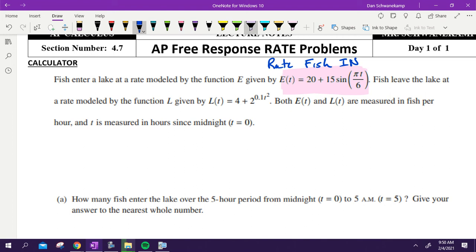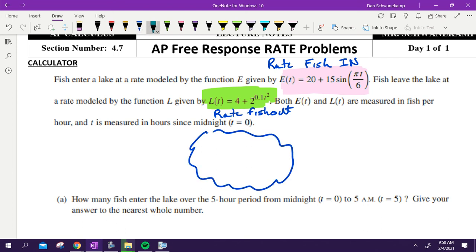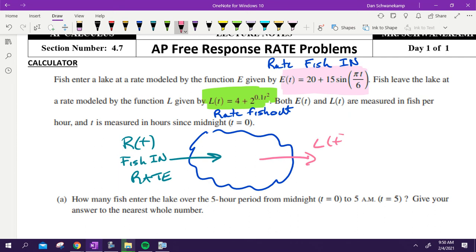That's my rate in. We got L of t. What is L of t telling me? The rate of fish out. If you can draw a picture, that's helpful. So here is my lake. I've got R of t, which is fish in rate. Then I have L of t. L of t is a fish out rate. And labeling it rate is the most important word up there.